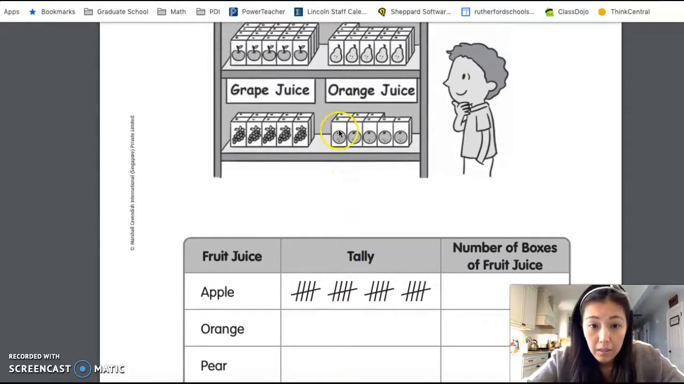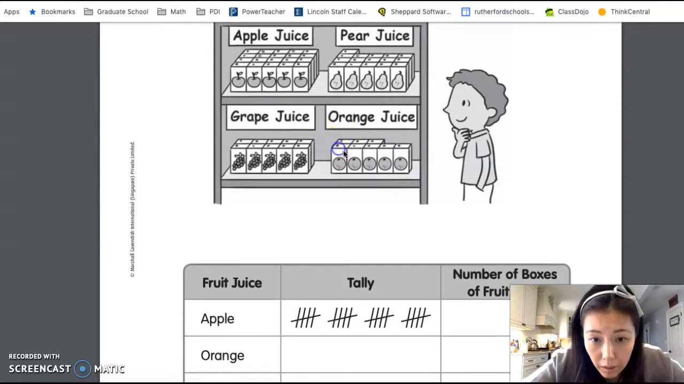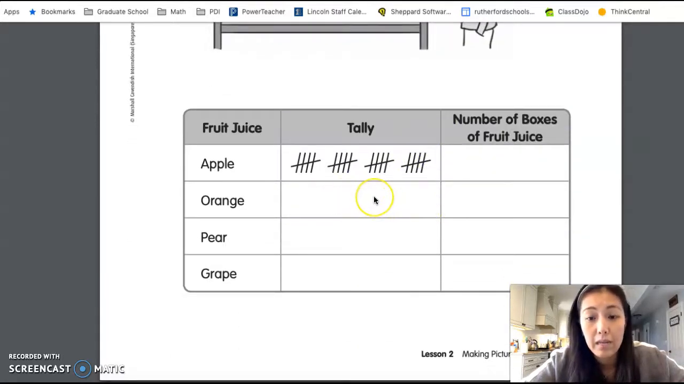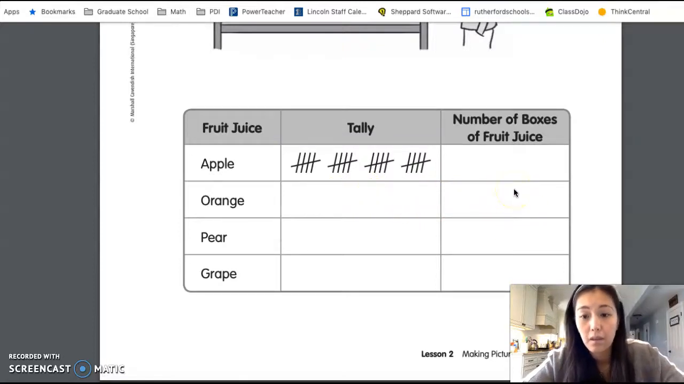What I would like to do is I'd like to see you actually dot each one so you know that you counted them correctly. So for orange juice, I say 1, 2, 3, 4, 5, 6, 7, 8. So I'd like to have you do 8 tallies and then write the number 8 here. Thumbs up if you understand so far, boys and girls.